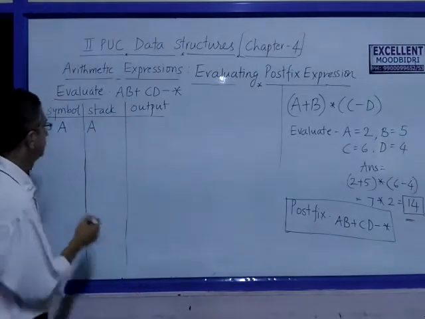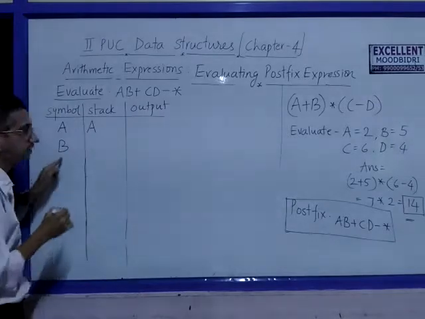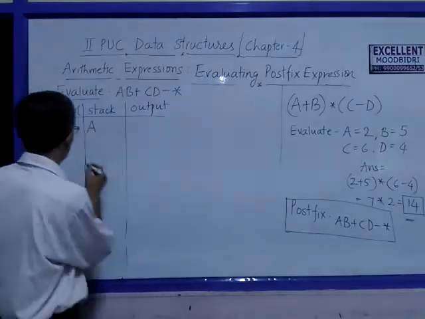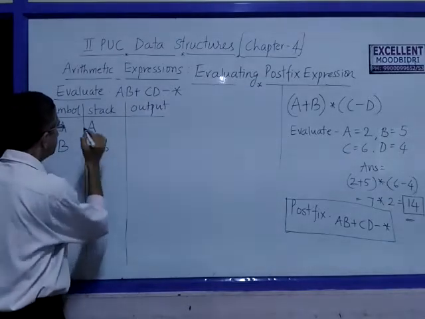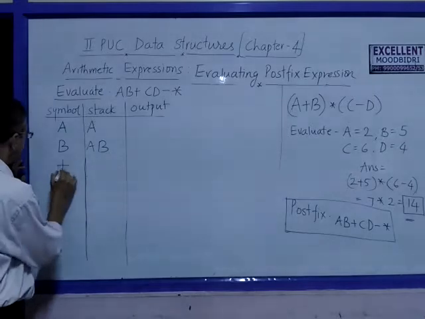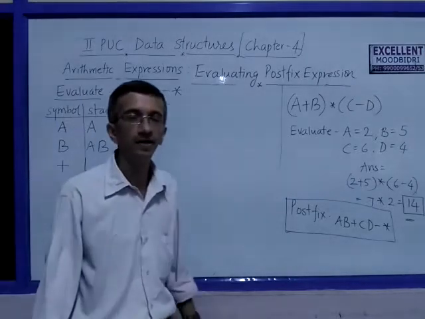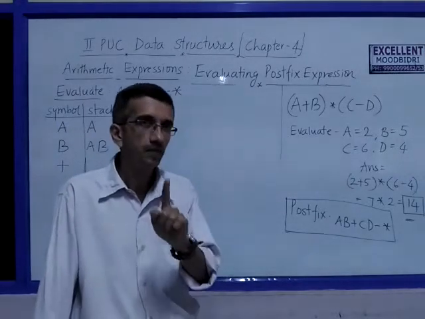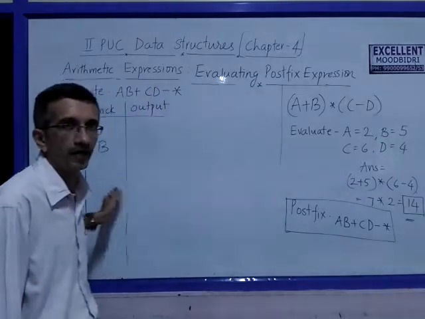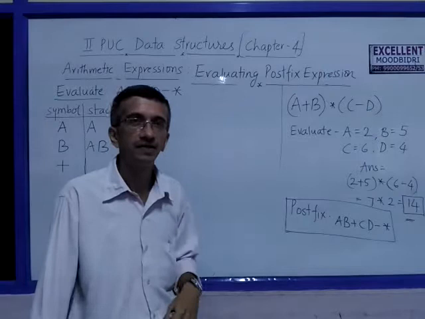Next symbol B. This is also an operand. If it is an operand, push onto the stack. So A and B. The next symbol is plus. Whether this is an operand? No. Else means it must be an operator. Whatever it is, it must be an operator only. Plus is an operator, so go to the else section.